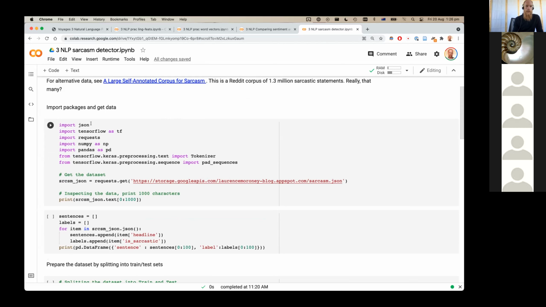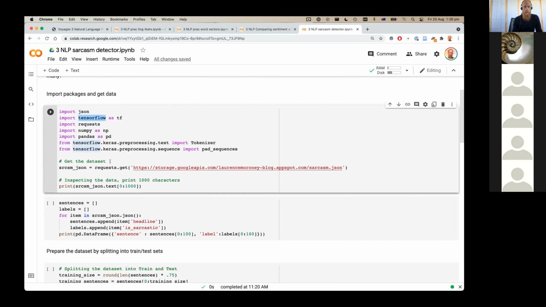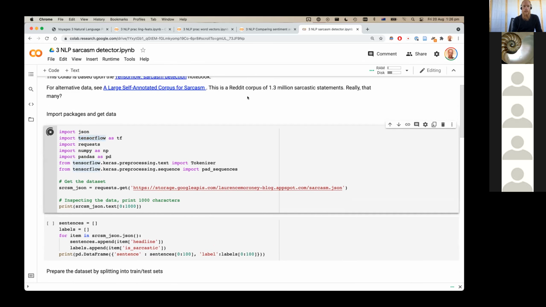Okay, so again, we'll import all of the packages that we need. And here we're going to start using TensorFlow. One of the great things about Colabs is that the TensorFlow machine learning framework is pre-installed, so it's quite easy to get up and running. We'll install all of those requirements, download this data set, and have a peek at the first couple of elements in that data set.